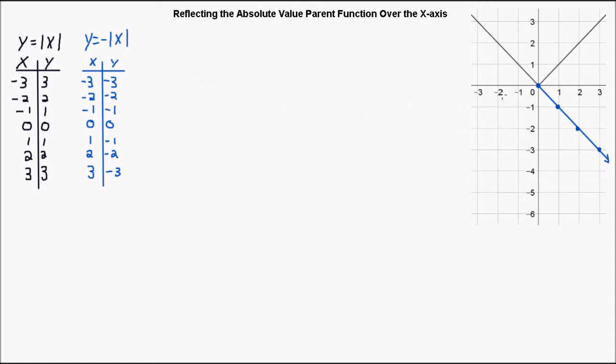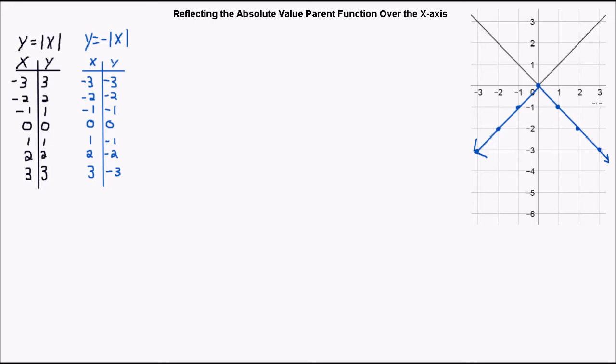So let's plot the points to the left. When x is negative 1, y is negative 1. When x is negative 2, y is negative 2. When x is negative 3, y is negative 3. And again, let's connect those up. The first thing you should notice about this graph is that it is the parent function reflected over the x-axis. These graphs are mirror images of each other if you imagine the mirror is the x-axis.